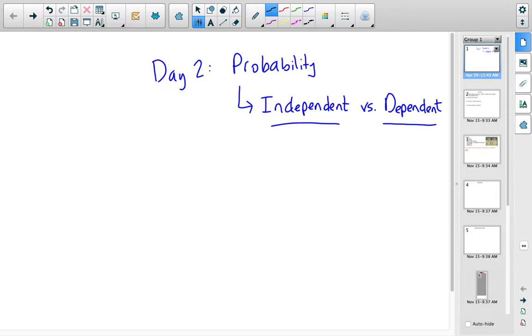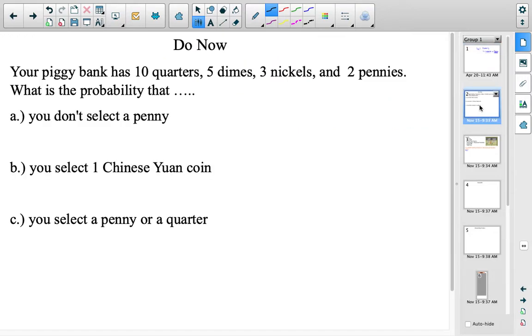There's more than one event, and the result of one does not affect the other. Whereas over here, dependent, the probability of that second event is dependent on what happened in the first event. Okay, so let's do a quick do now, just as a review.